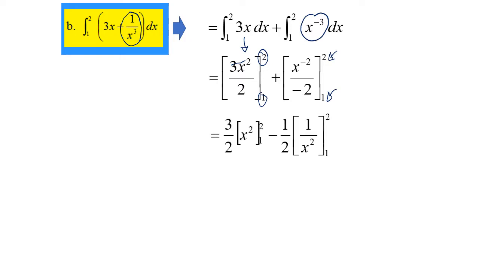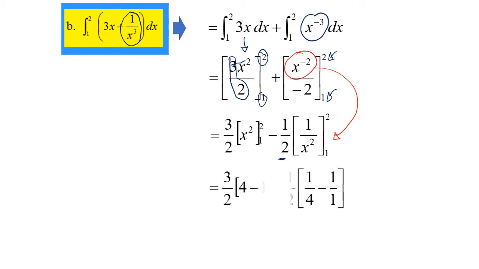Next, we may factorize 3 over 2 here, put it outside, and 1 over negative 2. So that is why here it will be minus, negative 2, and then x to the power of negative 2 here. We may simplify it as 1 over x squared. Next, we have to substitute the lower and upper limits.